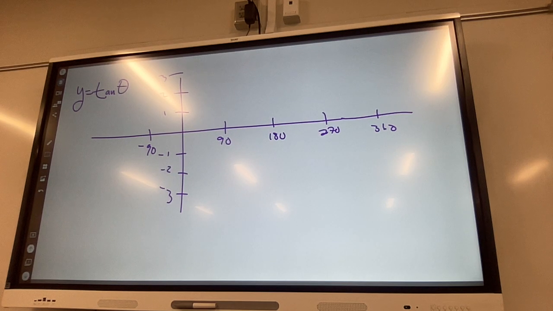How about when I test you on Wednesday, will I draw this for you? I mean, I will be drawn on the test for you. Yes. So you don't need to know how the tan graph goes.